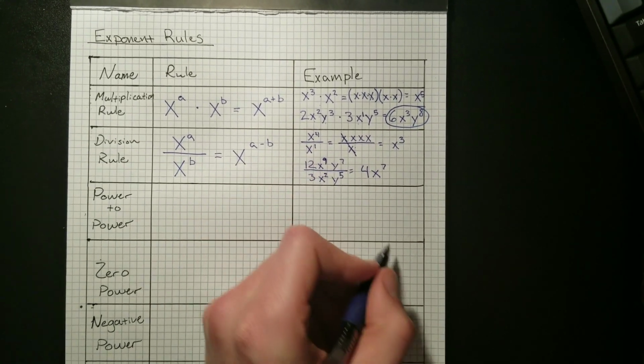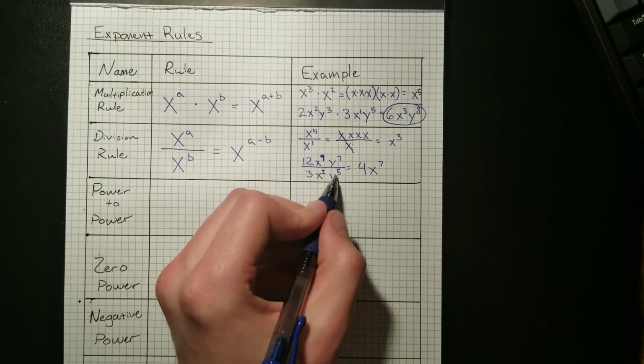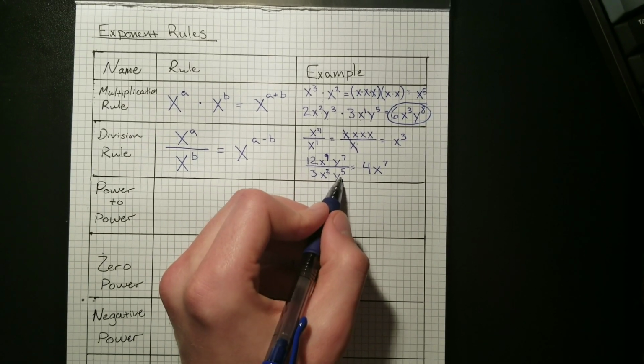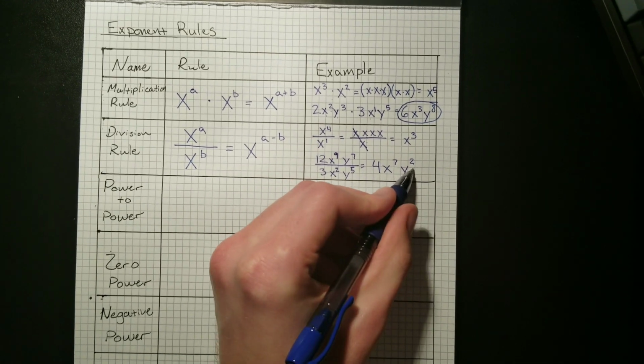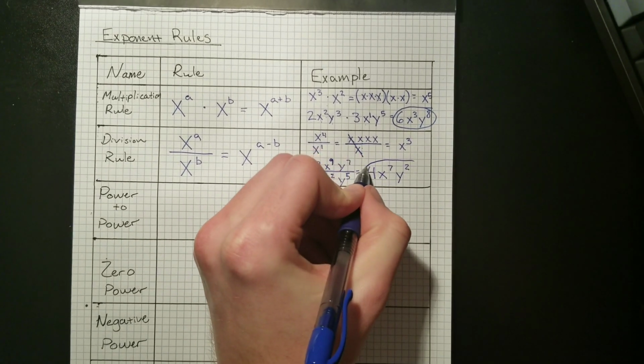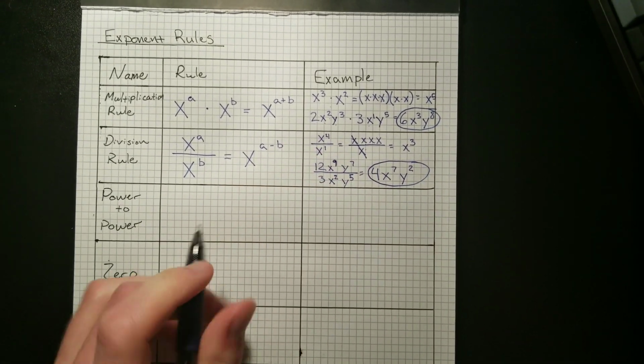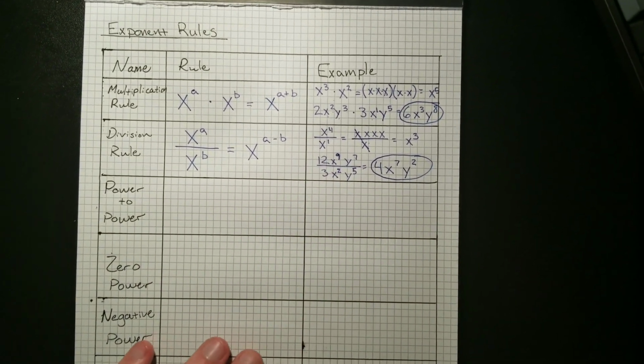9 minus 2 is 7. And here, y to the 7th divided by y to the 5th, well, that's going to be y to the 2nd, right? Because 7 minus 5 is 2. So that is going to be our answer right there. So that's how you do the division rule. You just have to subtract the exponents.